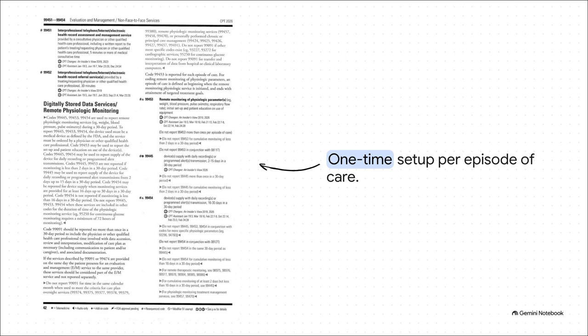If you look closely at the actual AMA CPT guidelines straight from the sourcebook, check out the text right underneath code 99453. There are some very strict parenthetical notes there. It explicitly warns us not to report 99453 more than once per episode of care. Remember, an episode of care begins when the remote monitoring is initiated and ends when the targeted treatment goals are met. So you do not bill that setup code every single month. It is strictly a one-time service per episode.